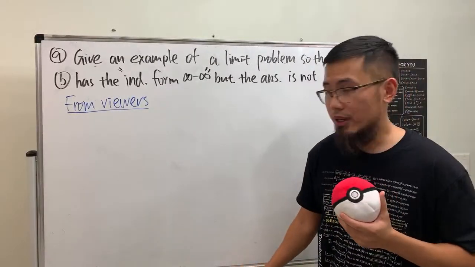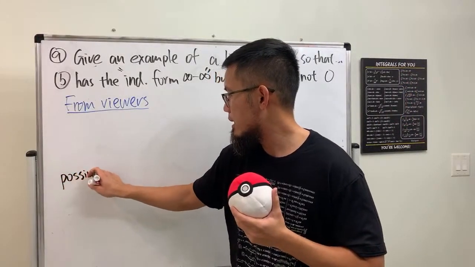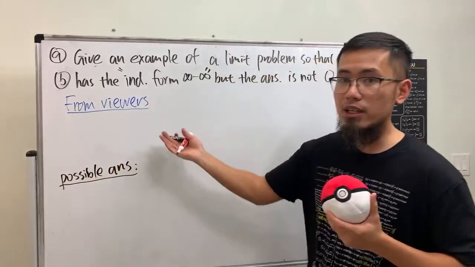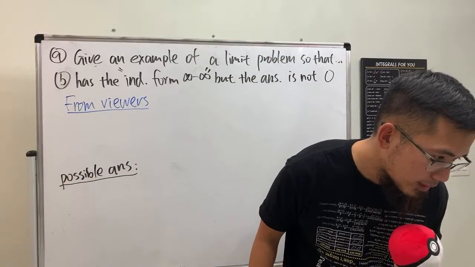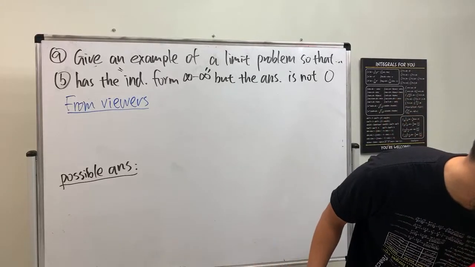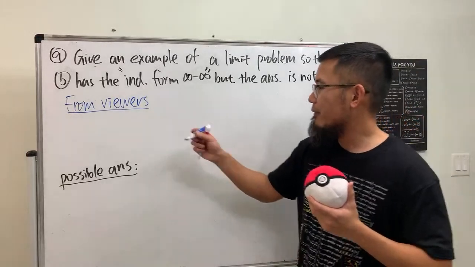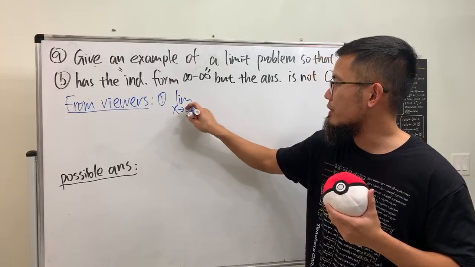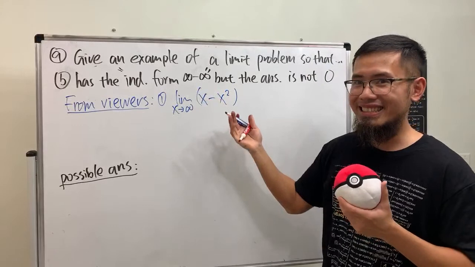So I'm going to just put down the possible answers. And then I'm going to take a look at the chat. Let's see. All right, so we have x minus x squared. That is correct. So first off, this is the limit as x approaching infinity, all right? And then just do x minus x squared, like this.